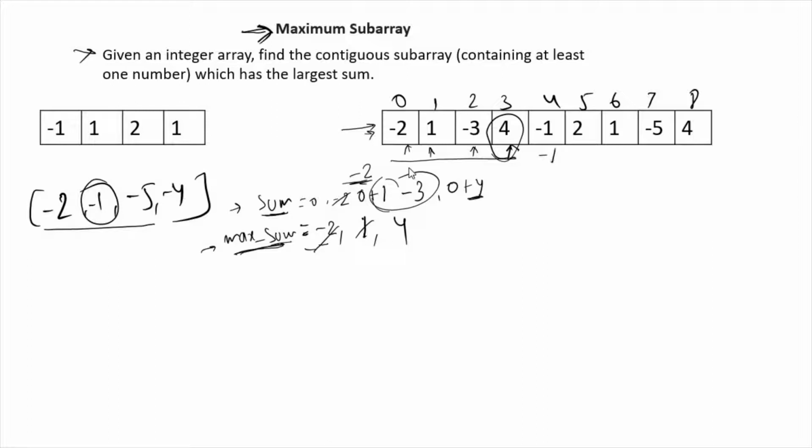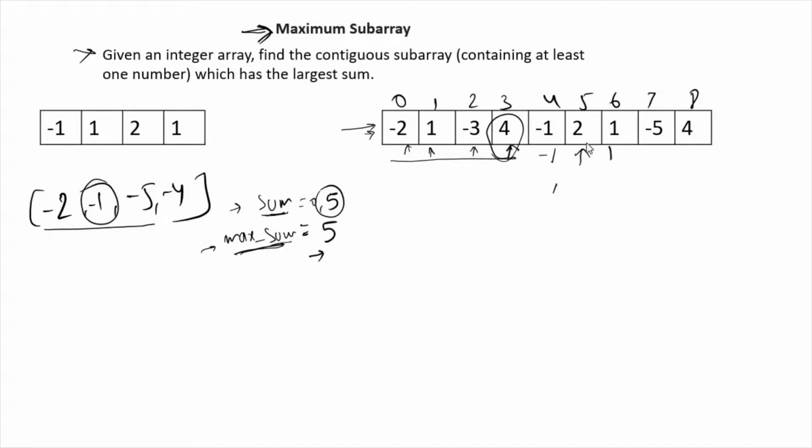Now for the next element, we'll add -1, so our sum will be 3, right? But 3 is smaller than 4, so we won't do anything. We'll go to the next element, so we'll add 2. So the total sum will be 5, and 5 is greater than 4, so our answer will now be 5. Now sum is 5 and the answer is also 5.